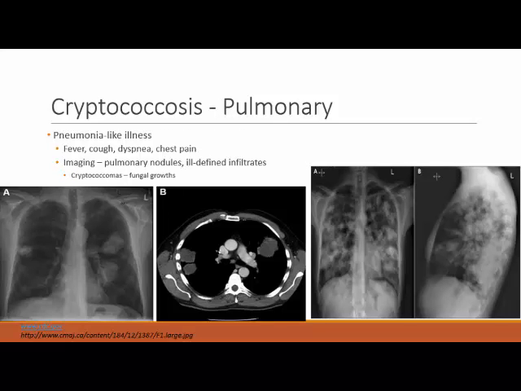For the pulmonary manifestations, there's a pneumonia-like illness: fever, cough, dyspnea, chest pain. Imaging will show pulmonary nodules, ill-defined infiltrates, or it can have these cryptococcomas, which are these fungal, kind of encapsulated growths, kind of like an aspergilloma, I guess.